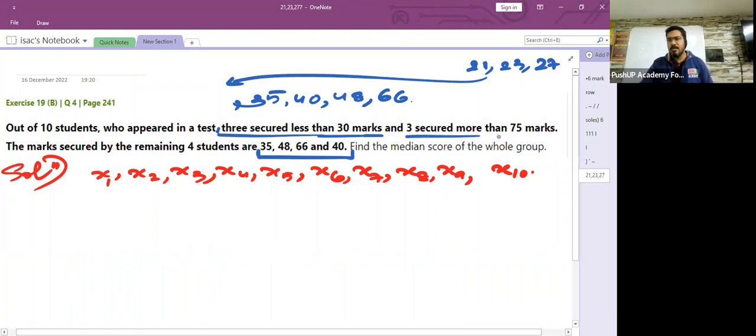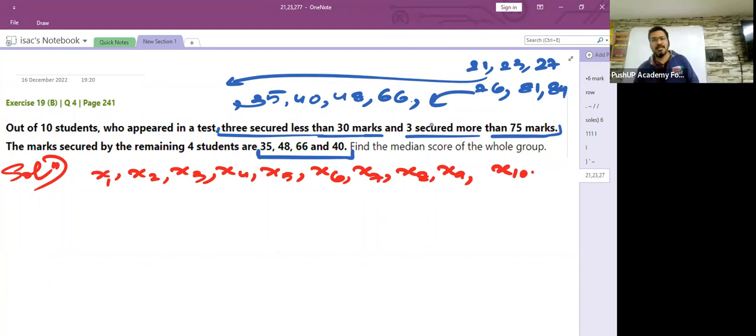Now, 3 secured more than 75 marks. 3 students secured more than 75 marks. Don't you feel, children, 75 comes after 66? 75 marks will come after 66 marks, isn't it? So imagine, children, the marks are 76, 81, and 84. Just imagine. So all these 3 marks should be arranged on the right-hand side of 66. Am I making sense, children? All those marks which are greater than 75 should be arranged on the right-hand side of 66.